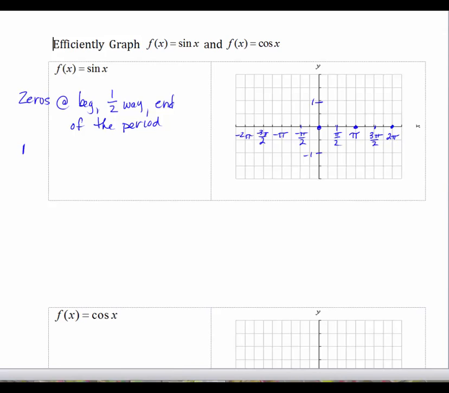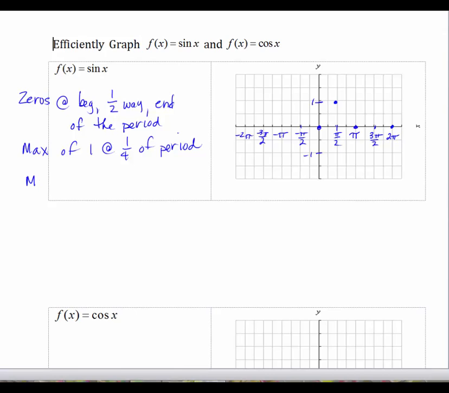We know it has a max of 1, and that max of 1 occurs at pi over 2. But that is at a quarter of the period. And so when I stretch or shrink a sine graph, no matter how long I stretch this or how small I shrink it, the maximum value is going to occur at a quarter of whatever the new period is.